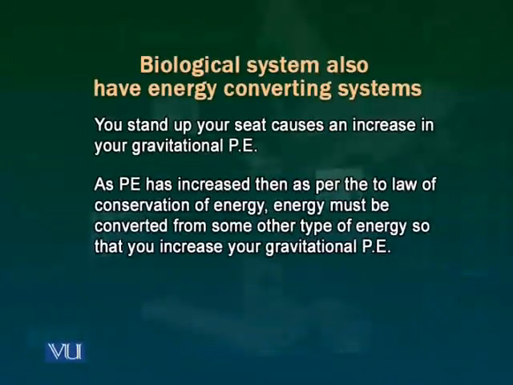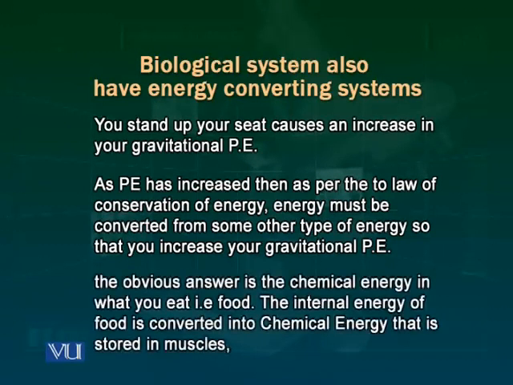Now, where has this energy come from? Because the law of conservation of energy states energy can neither be created nor destroyed. So I have gained potential energy, I have to use some other form of energy to gain this. Yes, I have that other form of energy. I fortunately had some breakfast, and that chemical energy is stored in my muscles. And my muscles converted that chemical energy into potential energy, and I was able to get up from the chair and stand in front of you.